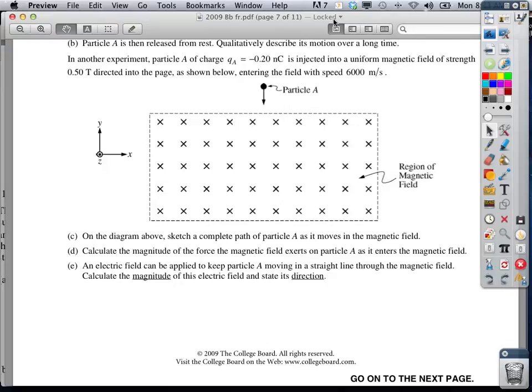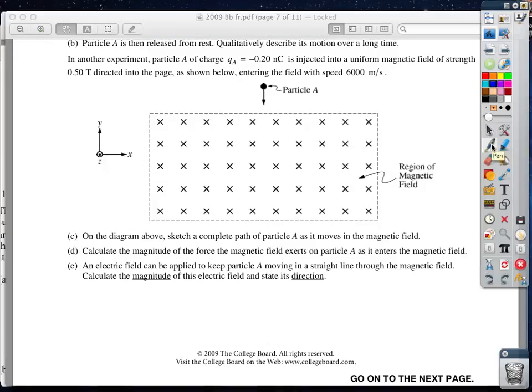Any spent particle A is injected into a uniform magnetic field of strength, and so on. On the diagram, sketch a complete path of the particle A as it moves into the magnetic field. So I use the right-hand rule. It's going down, into the board. It's going to go something like that. Something like that. As soon as it enters the field, it should have some constant radius.